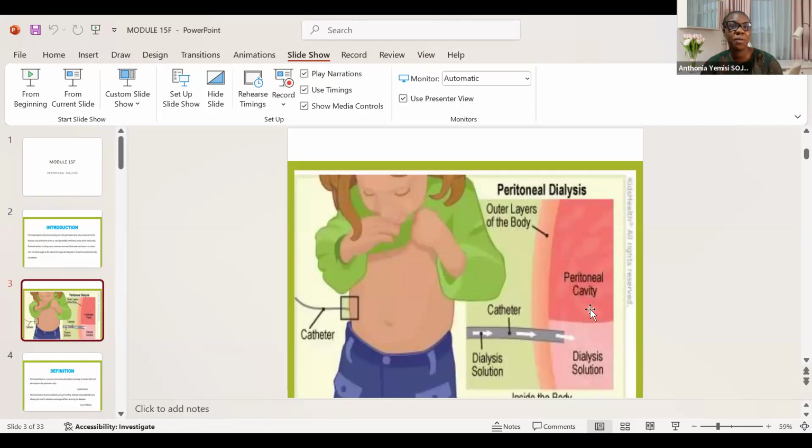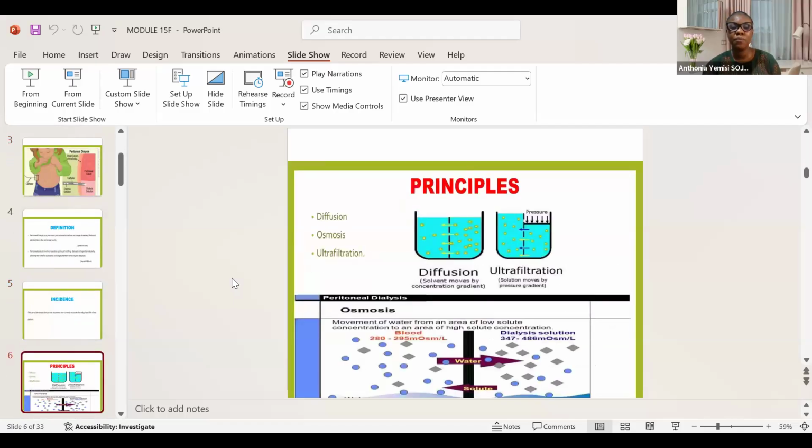It's just a free space. It's different from the intestinal space. So it's a free space that the dialysis fluid can be run into. Then the waste product that is in the patient's blood seeps into the dialysis fluid, and then it is drained out. So it's like you're washing the blood. That's the simplest way I can explain it. Essentially, you are dialyzing. That's the medical term for it.